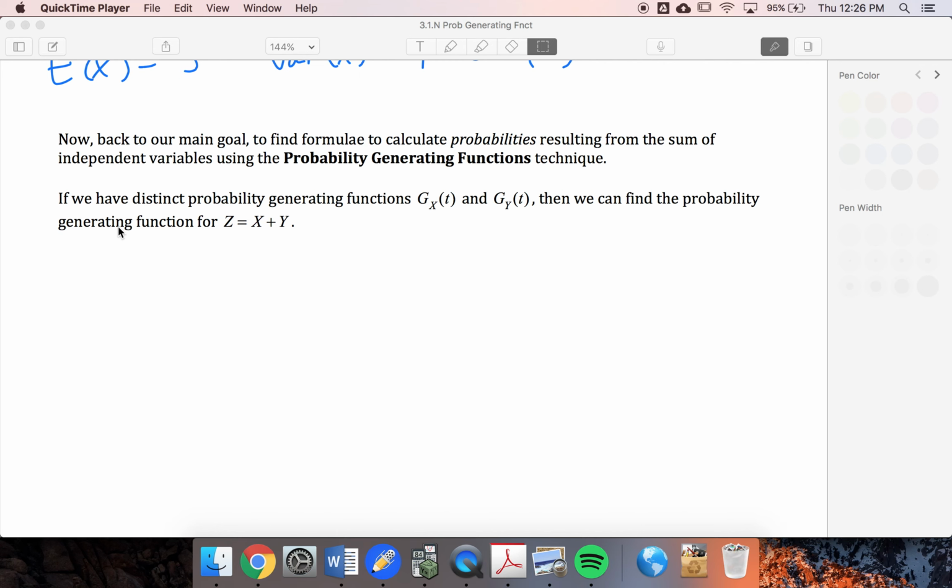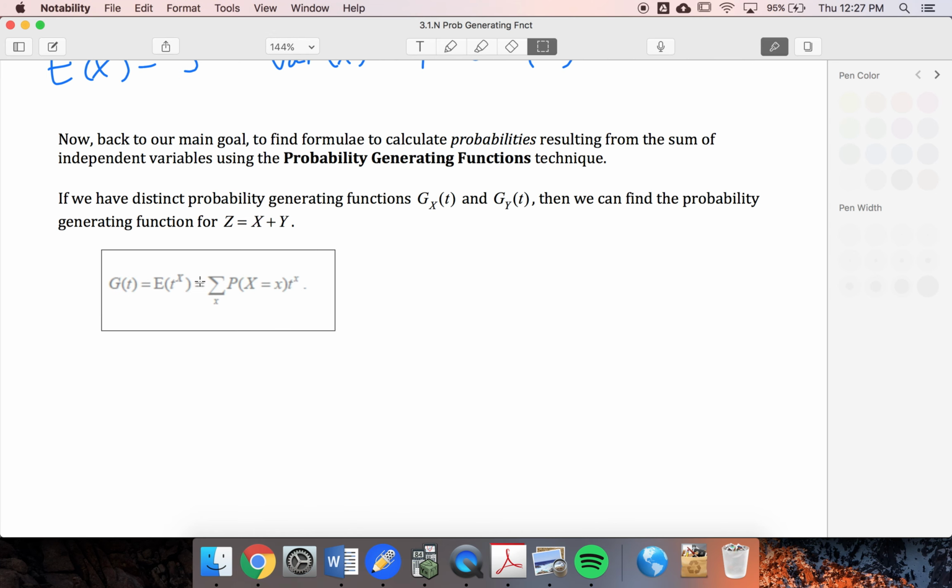All right, last thing we're going to look at in this section of notes is going back to calculate probabilities resulting from the sum of our independent variables. So we saw this with our linear combinations earlier, and now we want to look at having two separate probabilities and what happens when we look for the function for the sum of those distributions. So let's go back to that original formula we saw in the syllabus.